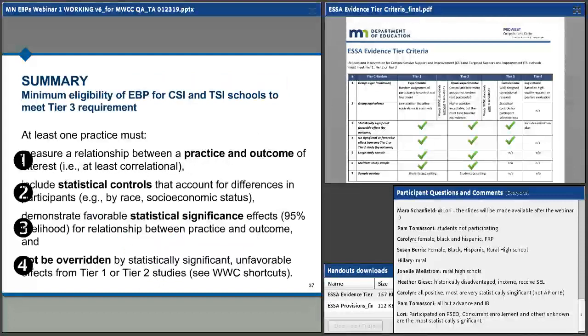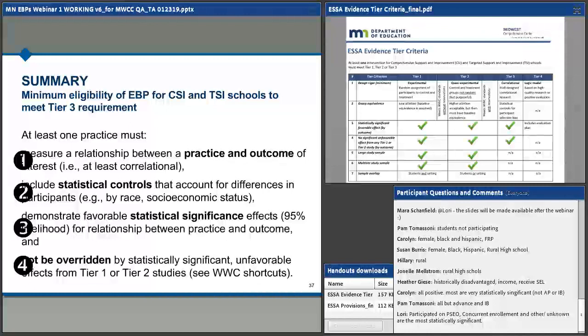But just to summarize, and I apologize for some of these typos, something got lost in translation when Adobe uploaded our presentation here. Just to summarize, the minimum eligibility for evidence-based practices for CSI and TSI schools are that at least one practice measures a relationship between a practice and an outcome, i.e.